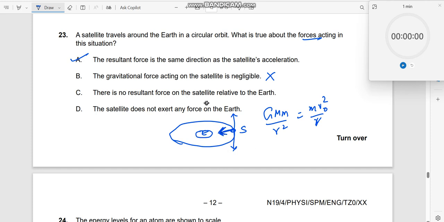There is no resultant force on the satellite relative to Earth. Definitely there is a resultant force. That's the reason why it goes around the orbit around the Earth. So, this is also incorrect. The satellite does not exert any force on the Earth. No, it's not right. So therefore, this is also incorrect. So, therefore, A is the right option. Okay, let us move on to the next one.